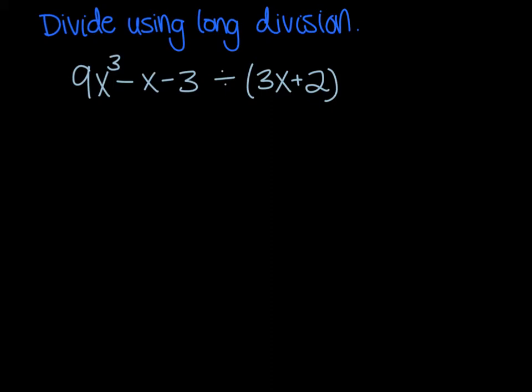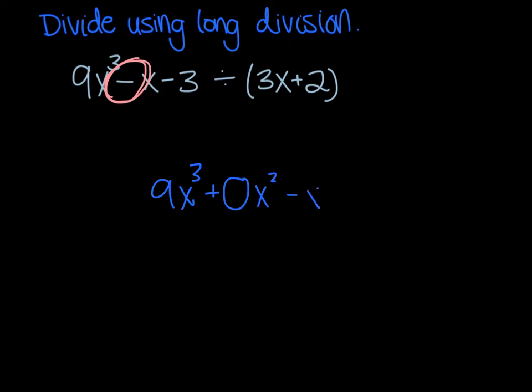So let's work through another example. Now we have 9x cubed minus x minus 3, but we should notice that there is a term missing in here. I know I circled the minus sign, but you cannot see the x squared term, right? It's not there. So we still have to put that in there because we want to keep our polynomial lined up correctly. So we need to add in a 0x squared.